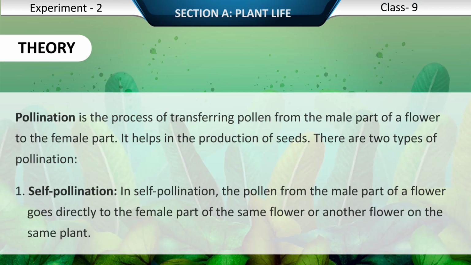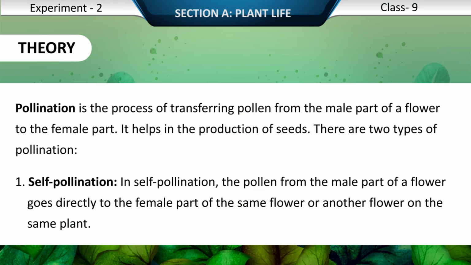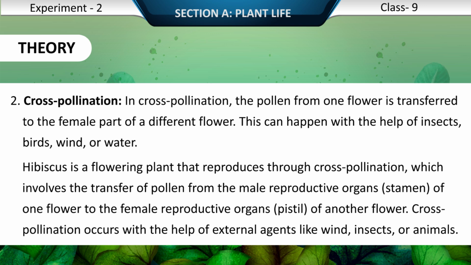Theory. Pollination is the process of transferring pollen from the male part of a flower to the female part. It helps in the production of seeds. There are two types of pollination. 1. Self-pollination. In self-pollination, the pollen from the male part of a flower goes directly to the female part of the same flower or another flower on the same plant. 2. Cross-pollination. In cross-pollination, the pollen from one flower is transferred to the female part of a different flower. This can happen with the help of insects, birds, wind, or water.